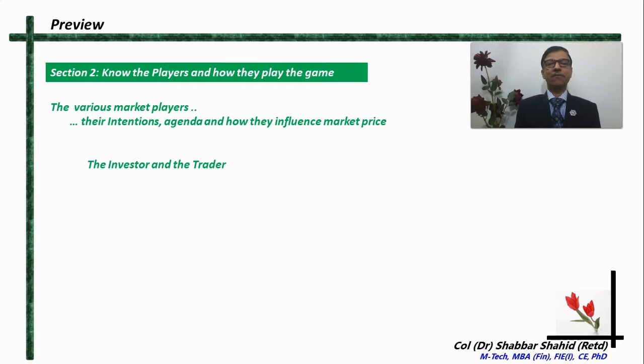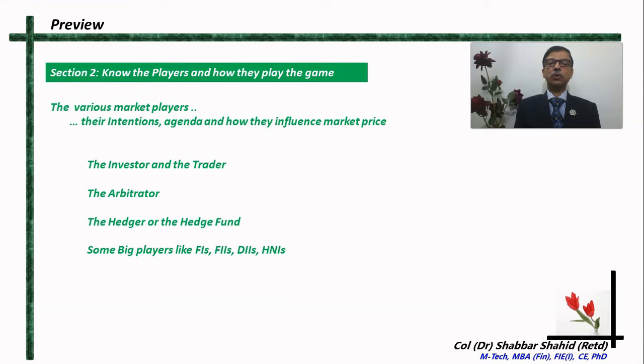We'll talk about the investor and the trader who are the main players. Then we'll talk about something known as arbitrator. Who are these people? What do they do? Then something about a hedger or the hedge funds as we normally call them. And then something about the big players like the financial institutions, the foreign institutional investors, the domestic institutional investors, and some high net worth individuals.